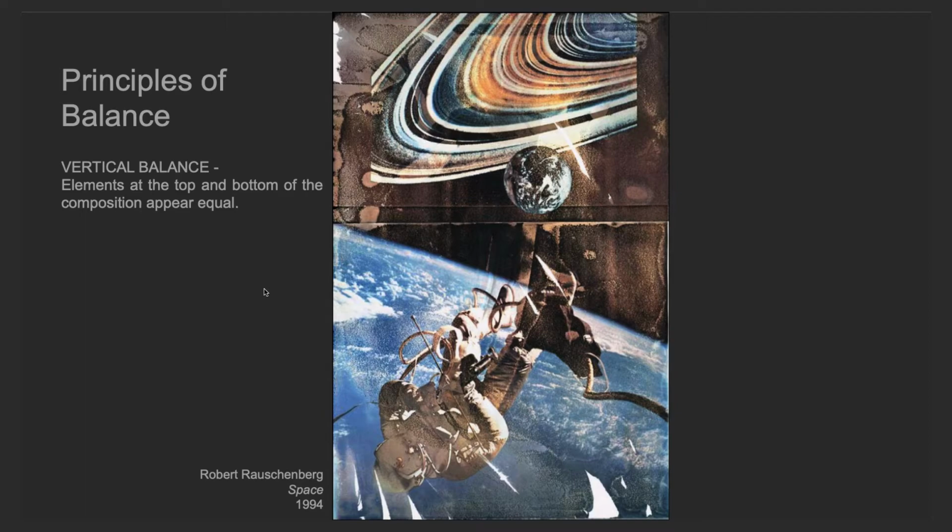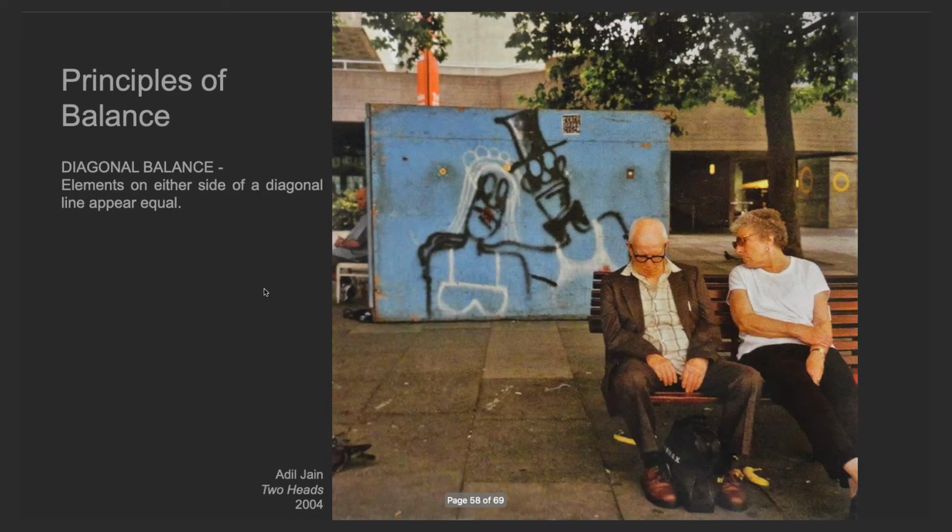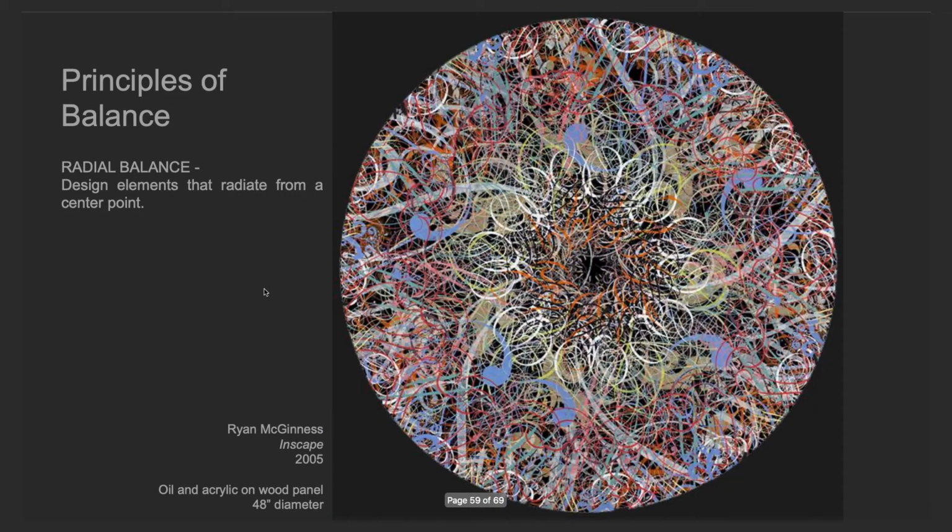Vertical balance, balanced on the top and balanced on the bottom with a horizontal line. Vertical balance. Diagonal balance, this can be on either corners, but two objects or elements of interest in this photo, for example, and we have one on the top left, one on the bottom right, creating a diagonal balance.